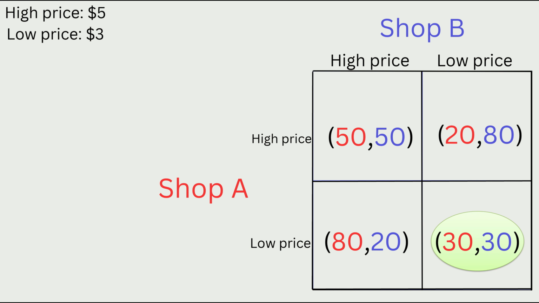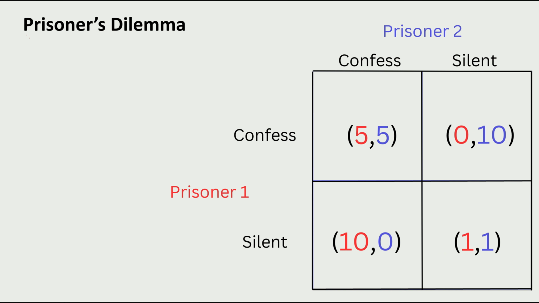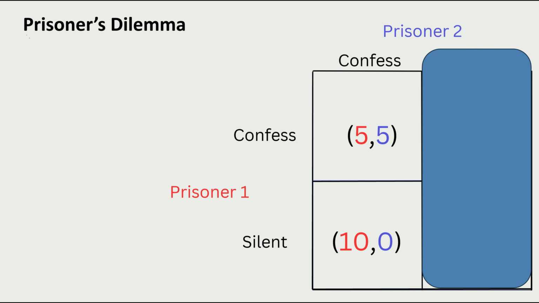Now, let's take another example, which is the classic prisoner's dilemma. So we have two criminals here, prisoner A and prisoner B, who are arrested and interrogated separately. So let's understand the strategy of prisoner 1 when prisoner 2 confesses. So here, prisoners can confess, or they can just stay silent.